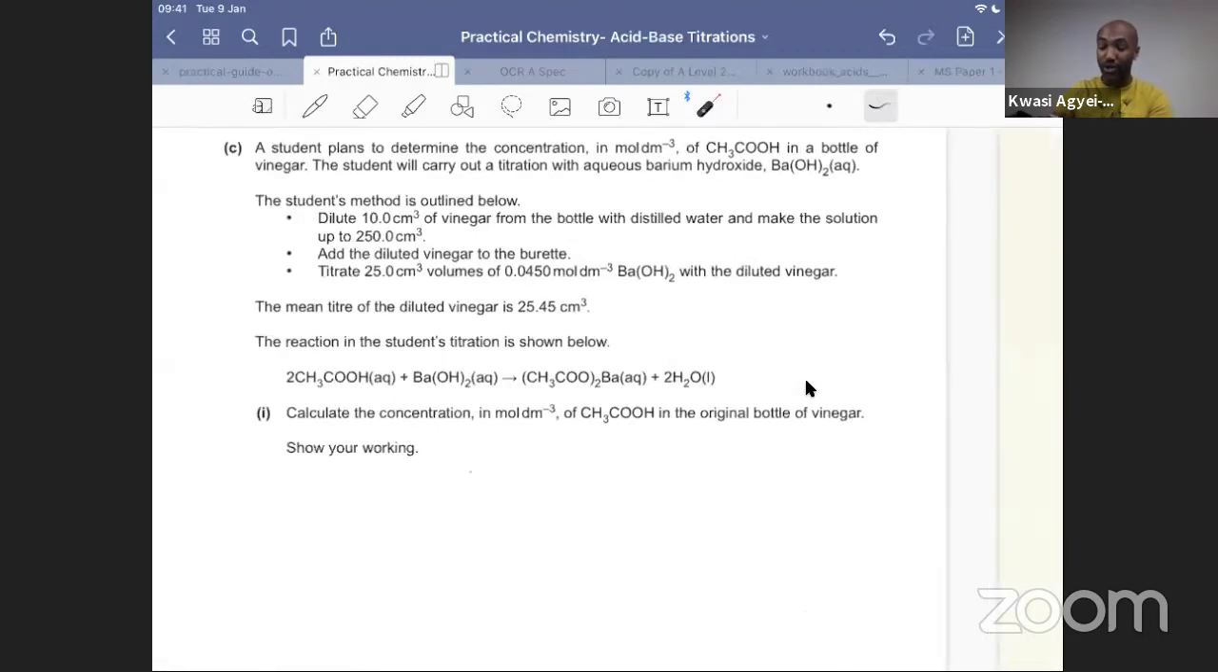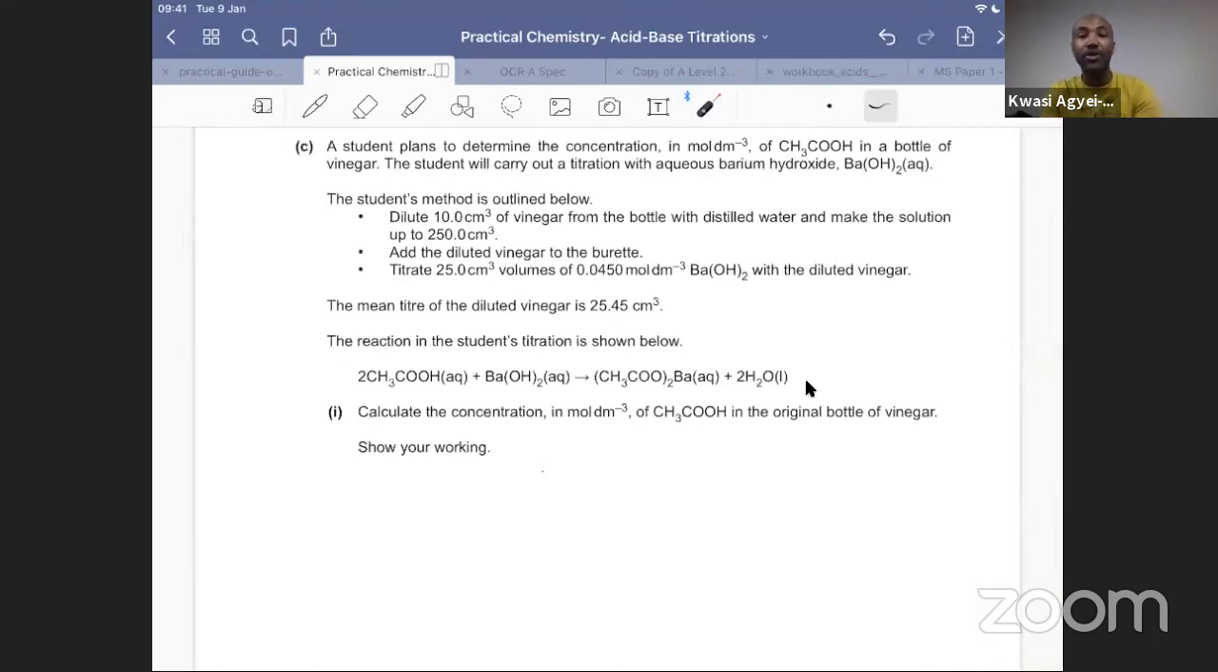So a student plans to determine the concentration in moles per decimeter cubed of ethanoic acid in a bottle of vinegar. The student will carry out a titration with aqueous barium hydroxide, and the student's method is outlined below. So the student takes a 10 centimeter cubed sample of vinegar from the bottle and dilutes it with distilled water to make the solution up to 250 centimeters cubed. So that's going to go into your volumetric flask. And then they add the diluted vinegar to the burette.